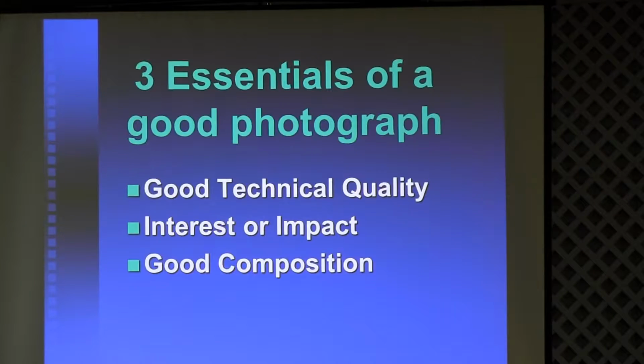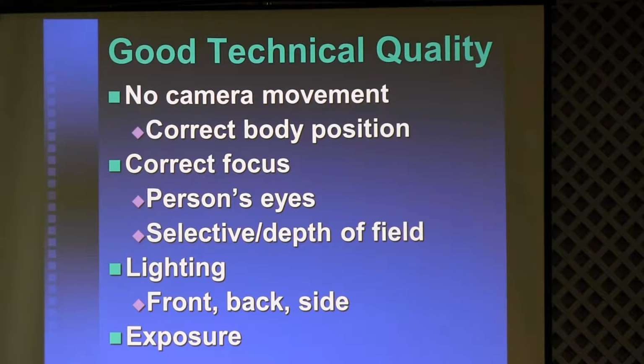So, here's what we've got to figure out. These are the 3 basic areas that help create a good picture: the technical quality, the impact, and the composition. All right, technical. Some of this is just common sense type stuff. Obviously, you want to be as still as you can. You talk about elbows in, holding it tight, point of contact, and so on.